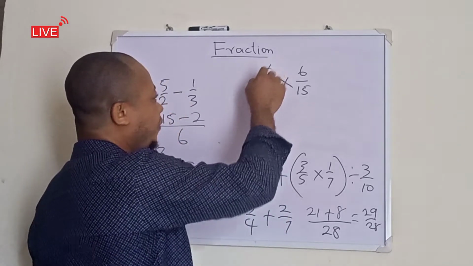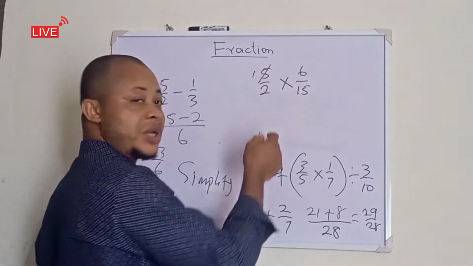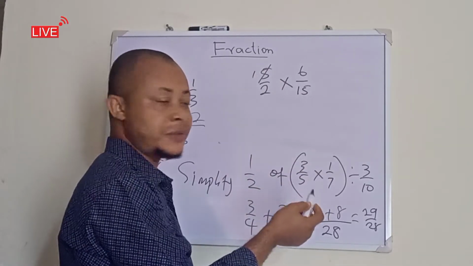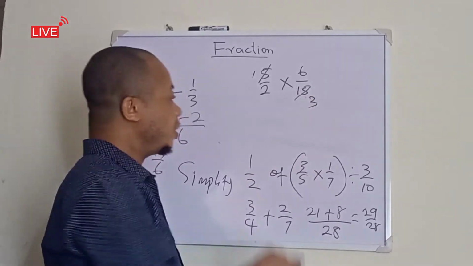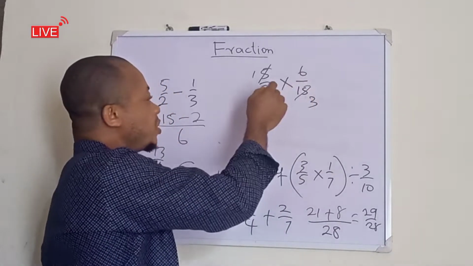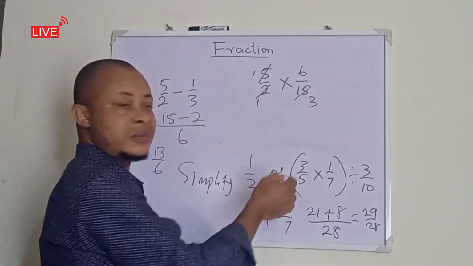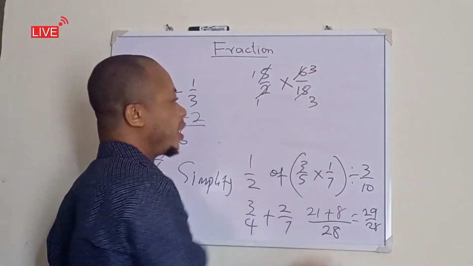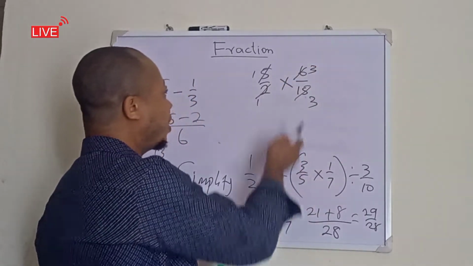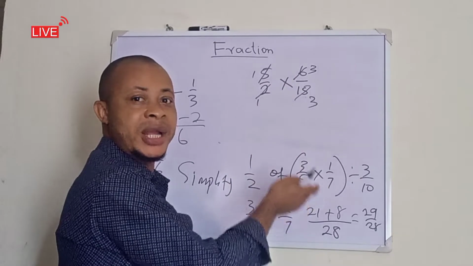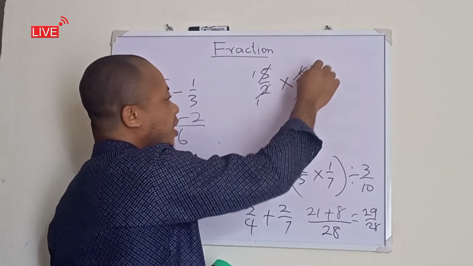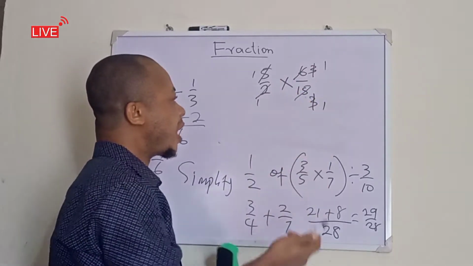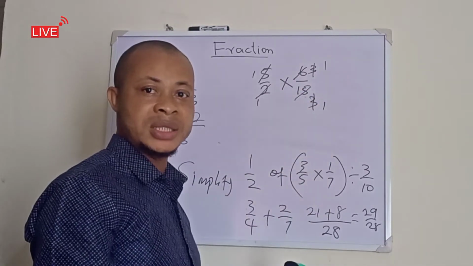You see that 5 can divide 15. 5 divided by 5 will give you 1. Then 15 divided by 5 will give you 3. 2 also can divide 6. So 2 divided by 2 will give you 1. 6 divided by 2 will give you 3. Okay. Now, is there any other thing that can divide each other here? Yes. 3 can divide 3. 3 divided by 3 is 1. Now, what is left? Nothing again is left apart from 1.